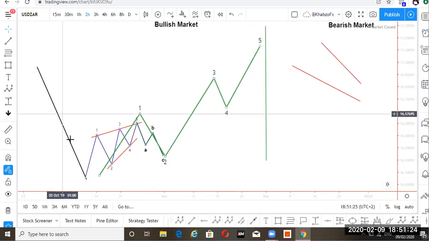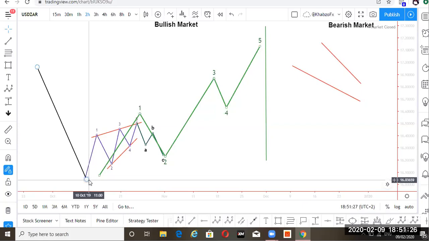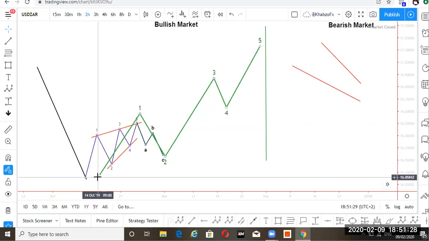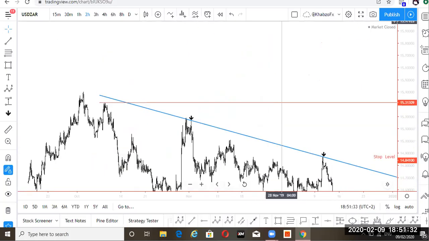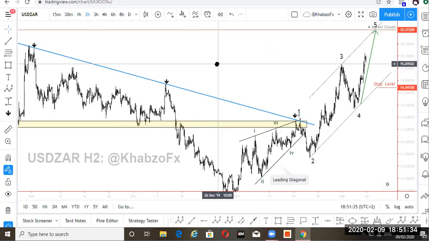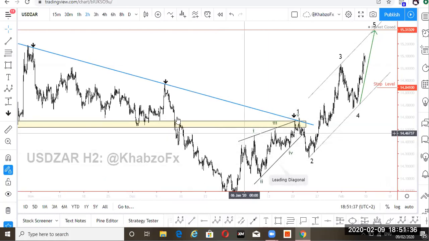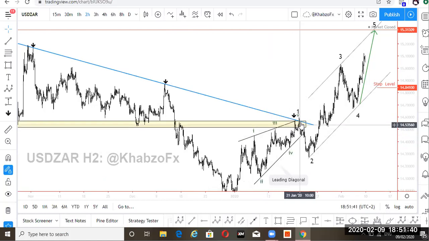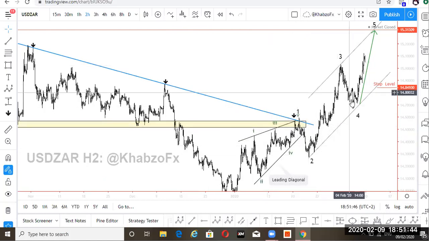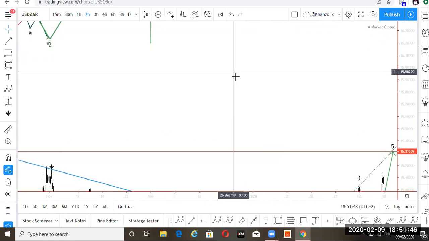Assume that the market was freely falling here, downtrend, and at the bottom here it's giving you this pattern right here. Okay, as you can see here, I've also made a video on the USDZAR, the market was falling here, then it's giving you this pattern here. We've got A, B, C, right? Then we'll have wave 3, 4, and 5. Okay.